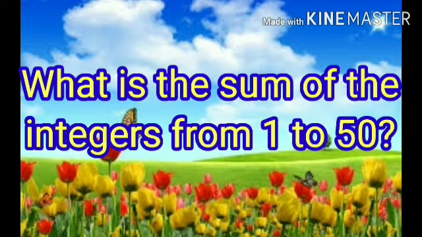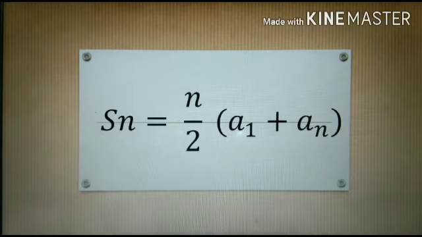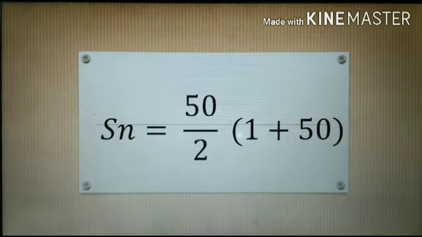What is the sum of the integers from 1 to 50? If the first and the last term are both given, use the formula S sub n is equal to n over 2 times the quantity of the first term plus the last term. Since we're looking for the sum of integers from 1 to 50, the number of terms is equal to 50. So, we have S of n is equal to 50 over 2 times the quantity of 1 plus 50.